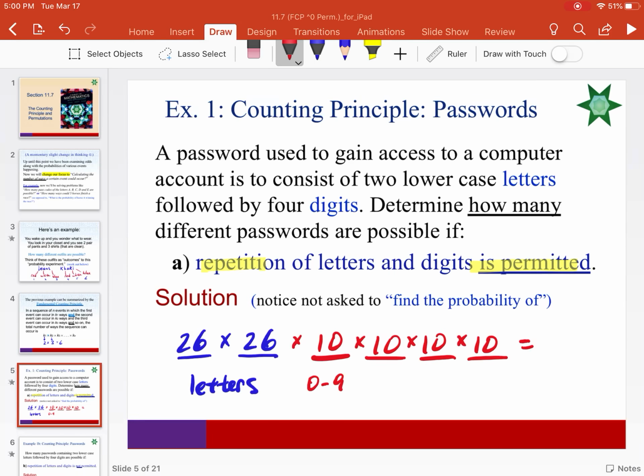Grab your calculator and have your calculator handy for the rest of the lectures. I'm going to use it several times. Matter of fact, if you don't have your calculator, pause this video and go get your scientific calculator. I'm going to show you some buttons that you're going to have to be able to use on your calculator. Okay? So, 26 times 26 times 10 times 10 times 10 times 10. That is a pretty big number, 676,000. That's how many passcodes are possible in this situation.